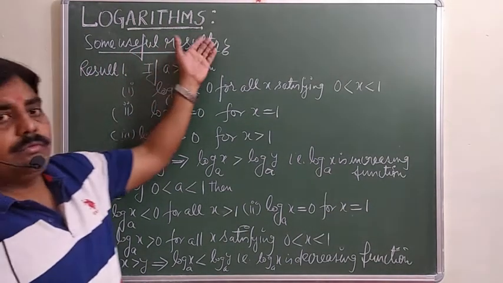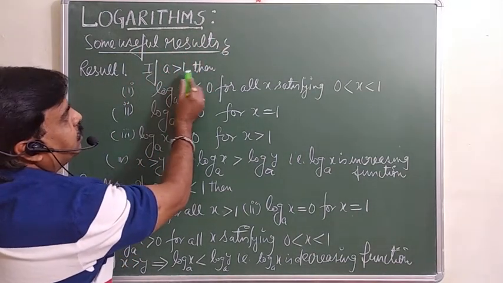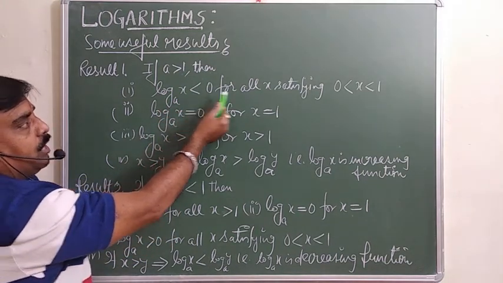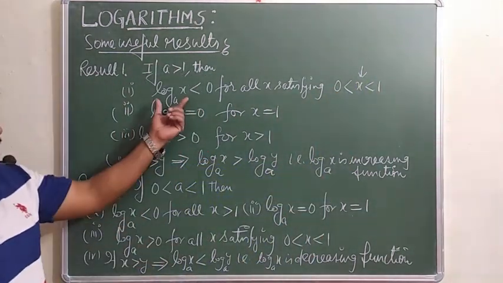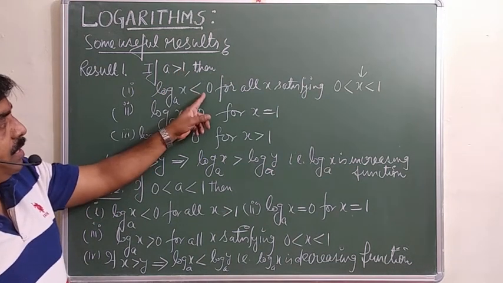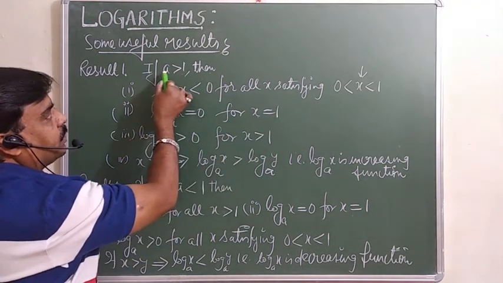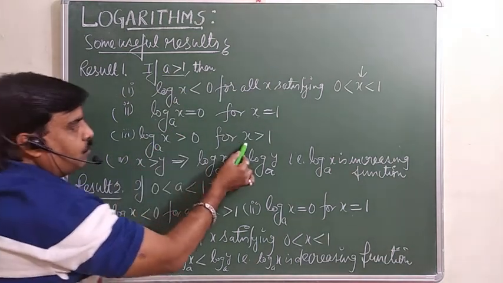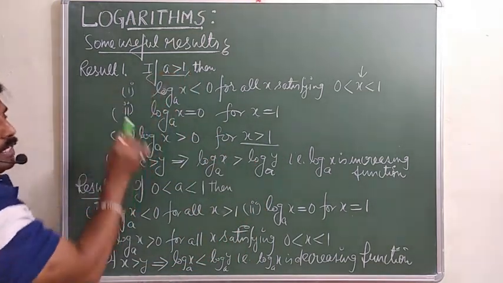Now, a few useful results. First, if a is greater than 1, then log x at the base a will be less than 0 when x lies between 0 and 1. Log x base a will be 0 if x is equal to 1, but a should be greater than 1. Similarly, log x at base a will be greater than 0 for all x greater than 1, but a should be greater than 1 here.